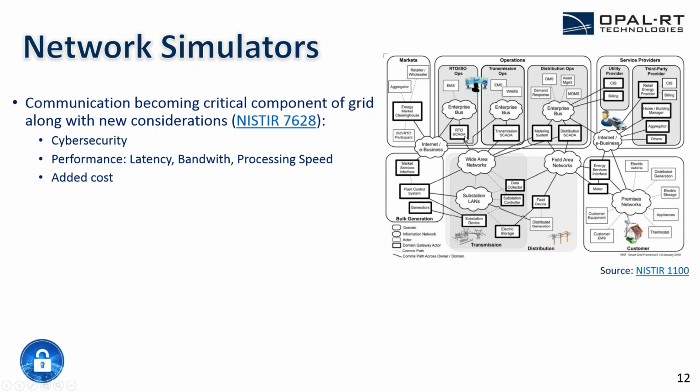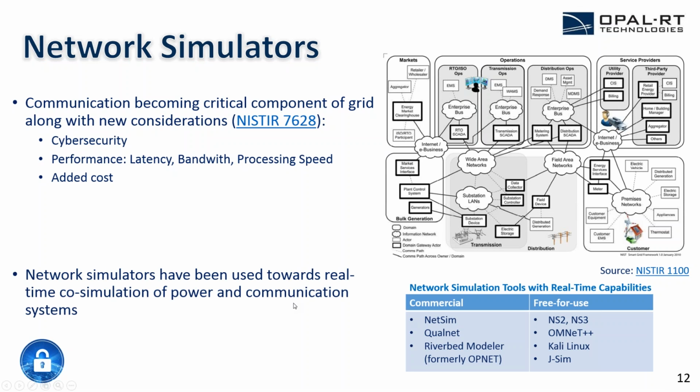But if you want to take it to the next level, considering how complicated, how important communication networks are becoming, if we look at this diagram on the right, we can see what NIST views as the future of the grid in terms of communication. This has obviously cybersecurity implications. It also has severe performance implications. It's also extremely costly to implement such systems. So what could potentially be used to minimize cost and still work on highly complex scenarios are network simulators, some of which are commercially and freely available at this time.